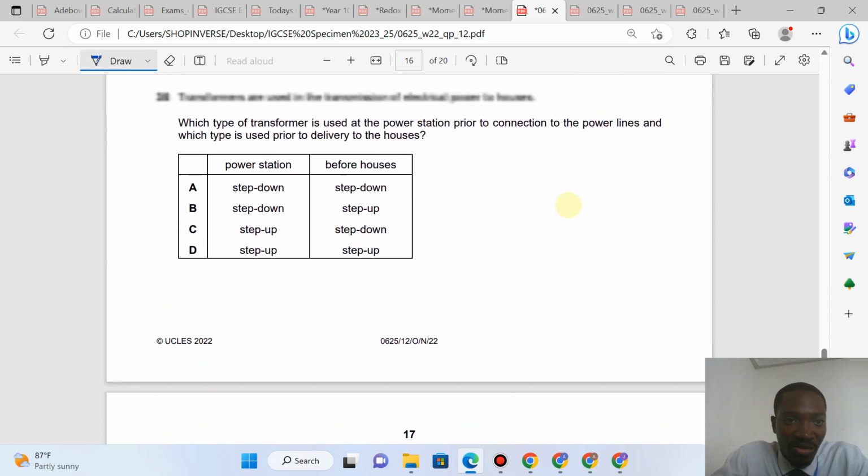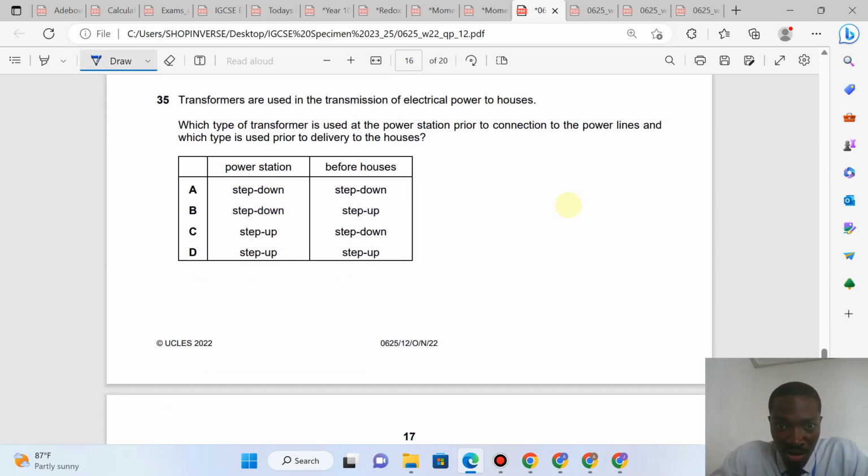We go to question 35. Transformers are used in the transmission of electrical power to houses. Which type of transformer is used at the power station prior to connection to the power lines? And which type is used prior to delivery to houses? Option A, in power station, do we have step down transformer? No, it's step up transformer we have. And the one close to your house is a step down transformer, which makes option C the correct answer.